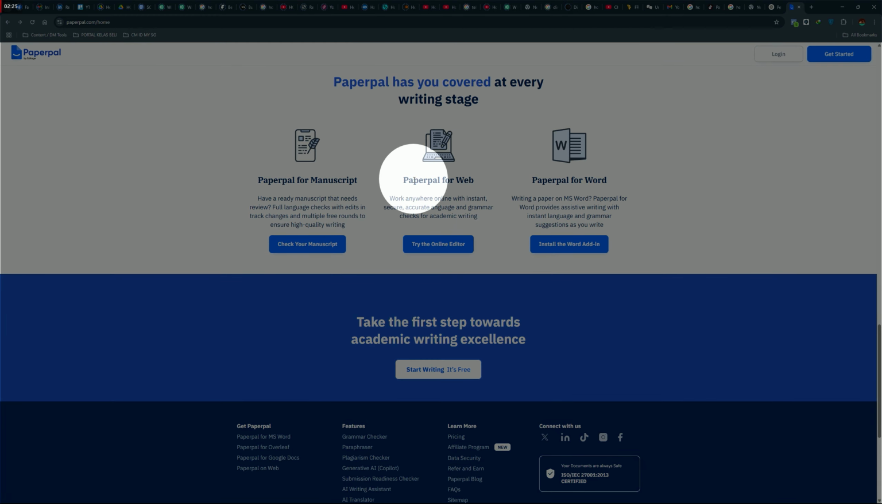Next one is Paperpal for web, your daily assistant in terms of general grammar checking and academic structural writing.